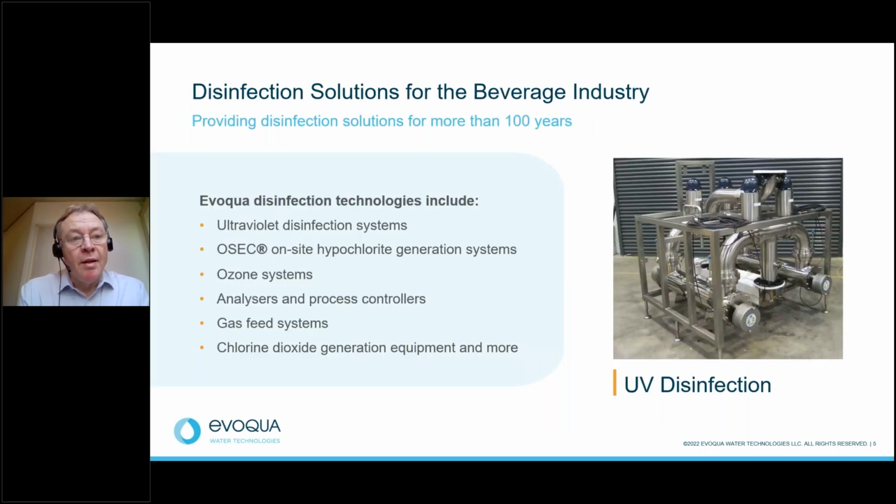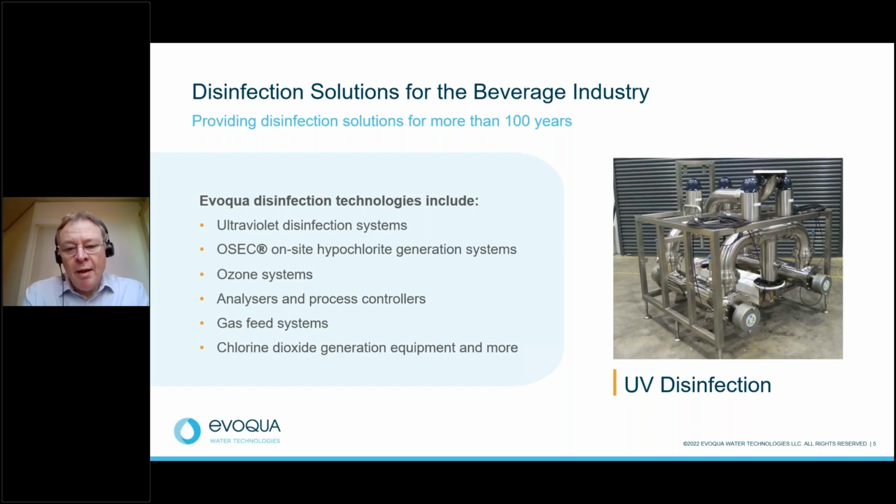So, disinfection solutions for the beverage industry, and this particular presentation is on UV. Evoca provides a number of disinfection technologies: UV, OSEC, ozone analyzers, gas feed and chlorine dioxide. But for this webinar, we are concentrating primarily on UV disinfection. The other technologies will be covered in future presentations as well.